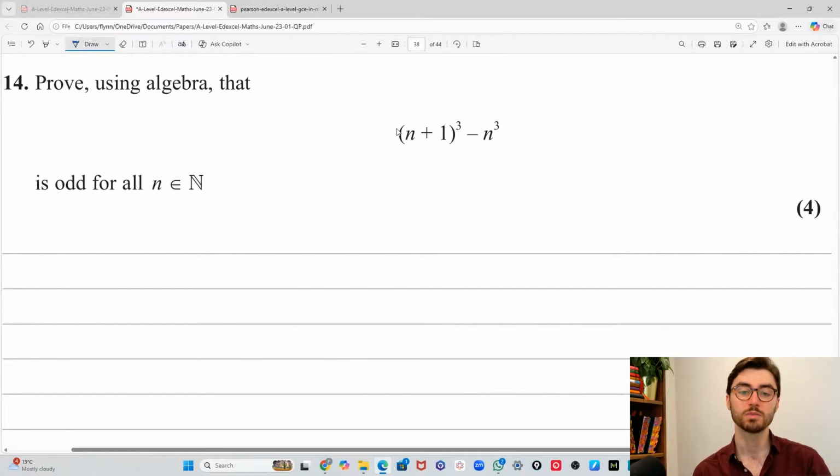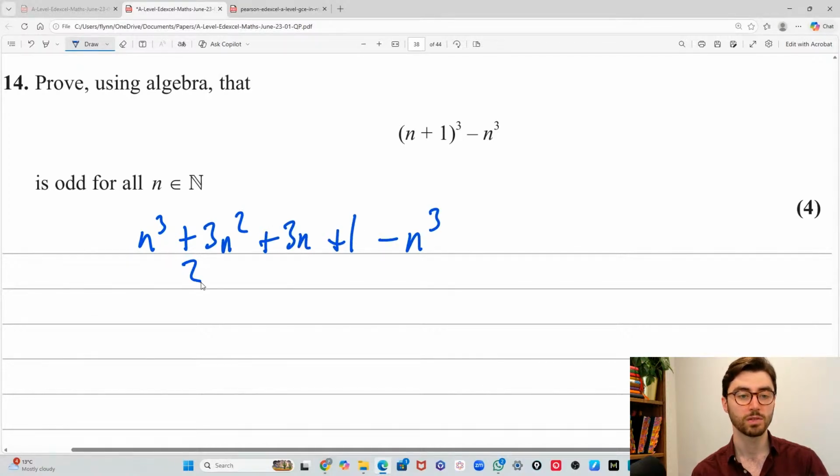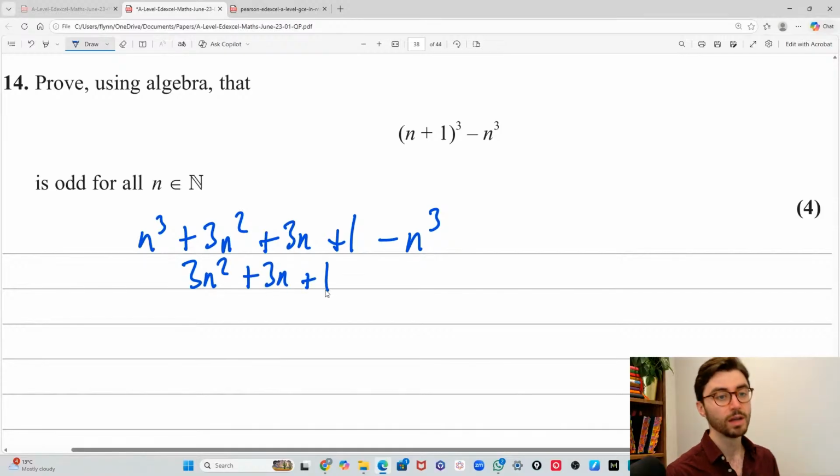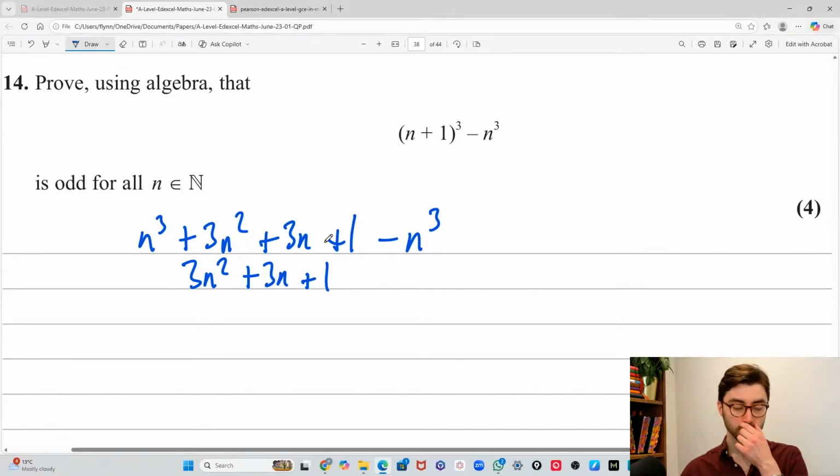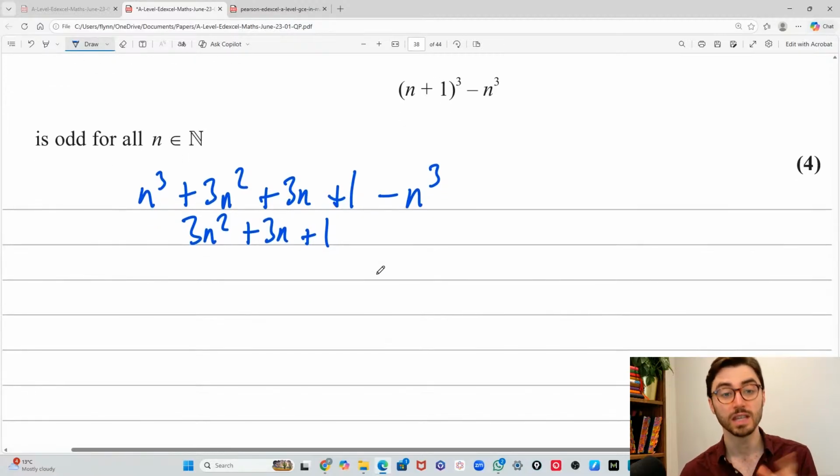So first thing we're going to do is binomially expand this, and we're going to get n cubed plus 3n squared plus 3n plus 1 minus n cubed. So it's going to be 3n squared plus 3n plus 1. Now, what we're going to do is split this into even and odd.